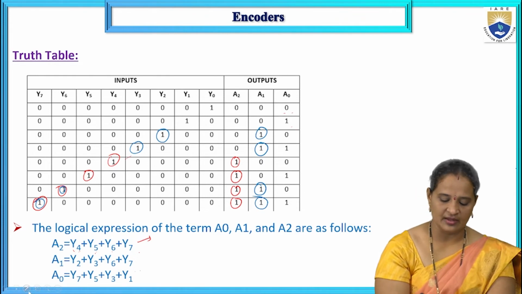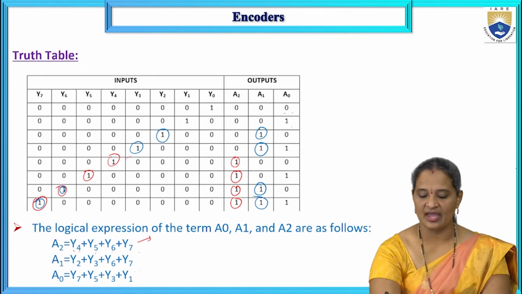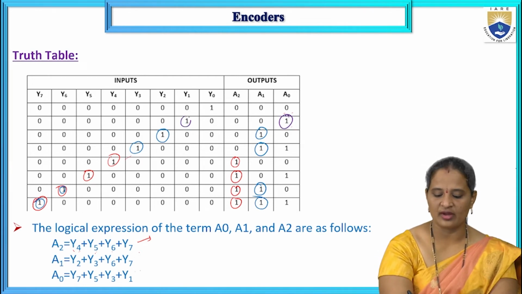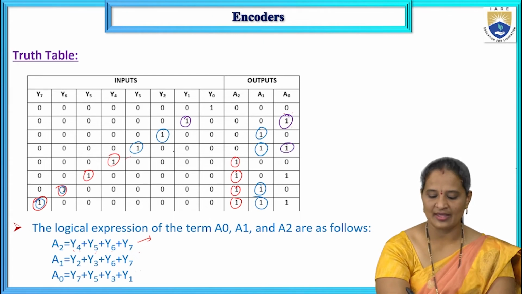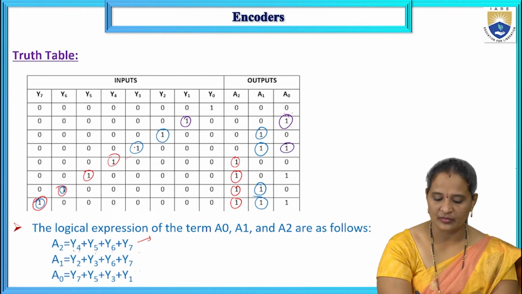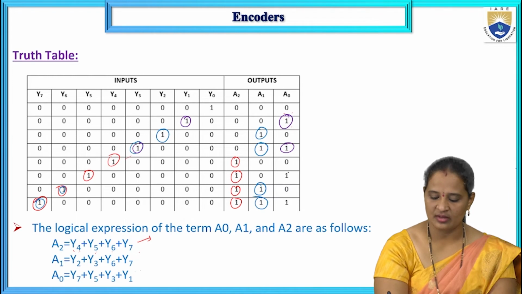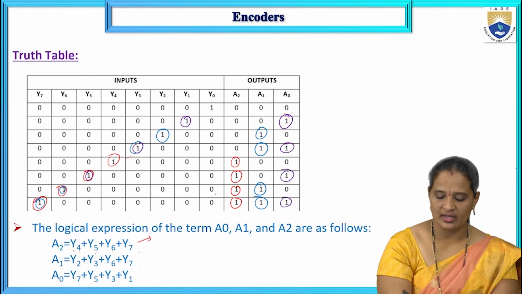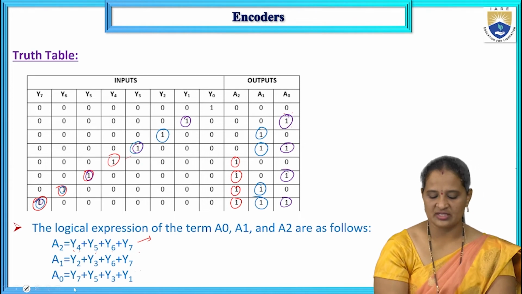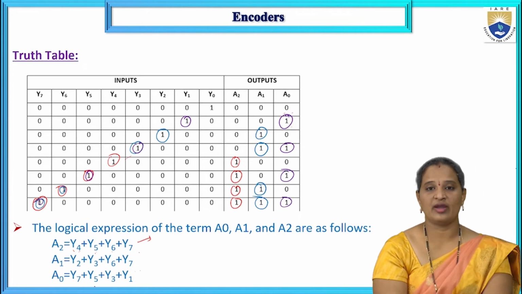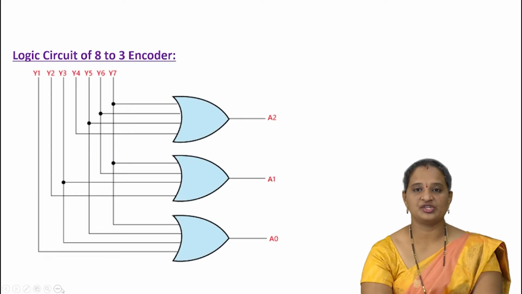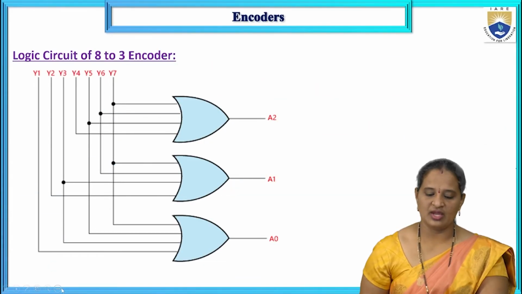Now let us see the output equation for A0. A0 is 1 when Y1 is 1, or Y3 is 1, or Y5 is 1, or Y7 is 1. So that means Y1 plus Y3 plus Y5 plus Y7. These are the equations. Now let us see the implementation of that 8 to 3 encoder.